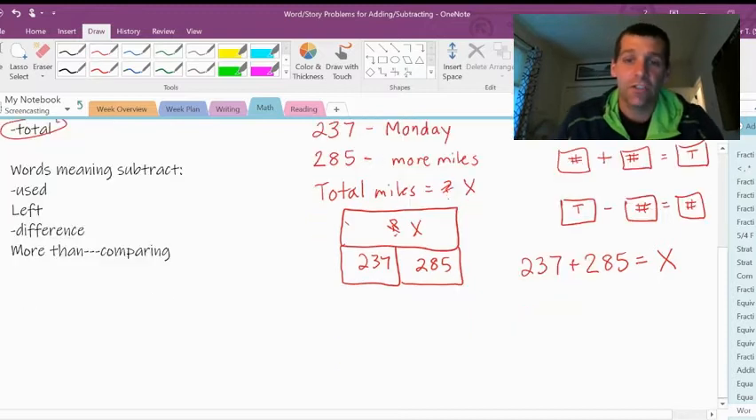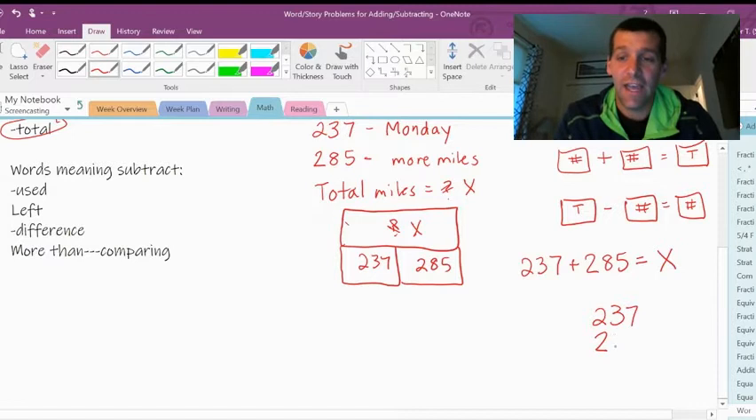So here, if I continue to solve it, 237, 285, I like to add them vertically. It makes it easier for me to add. When I add that, I have 7 and 5.